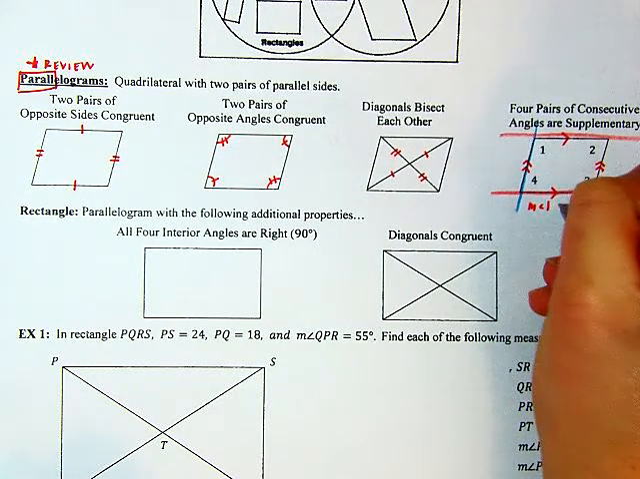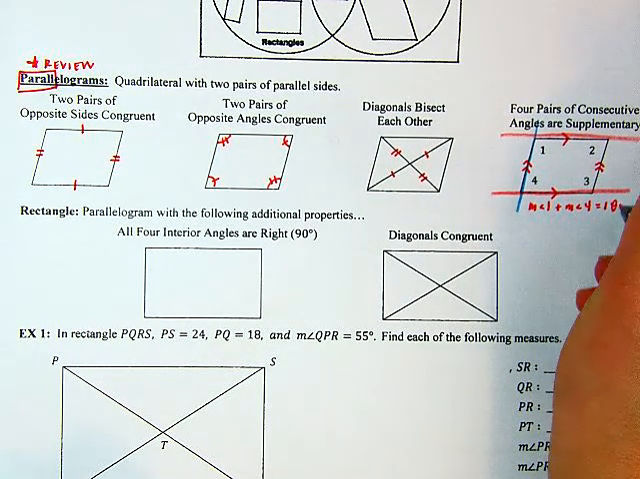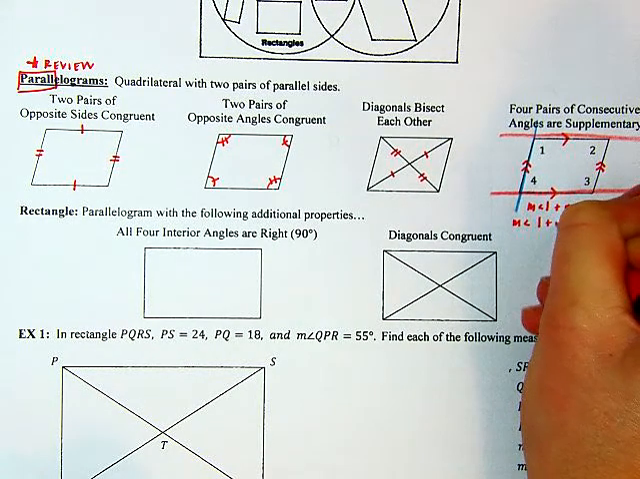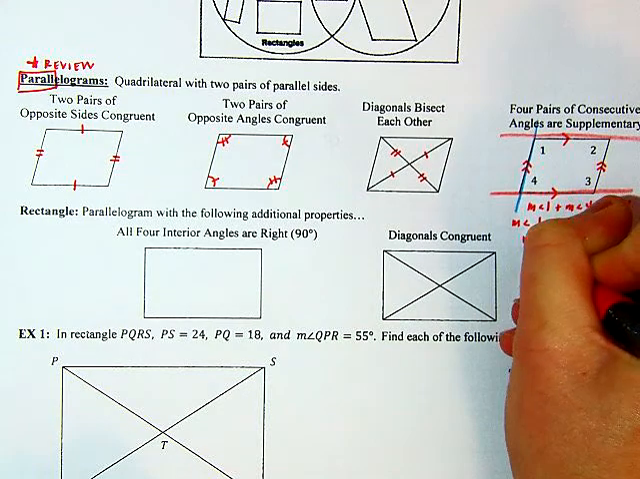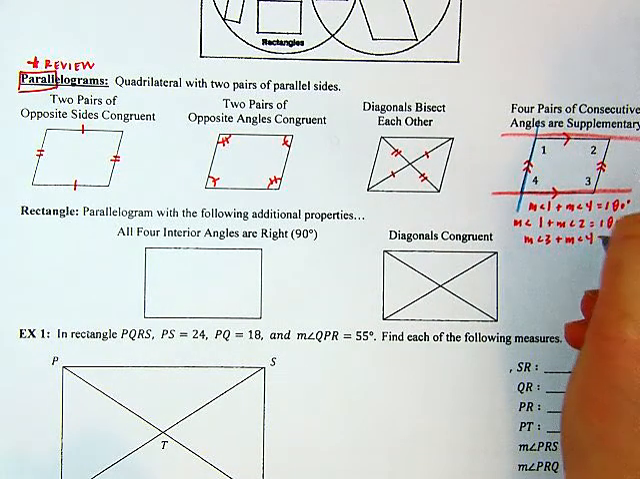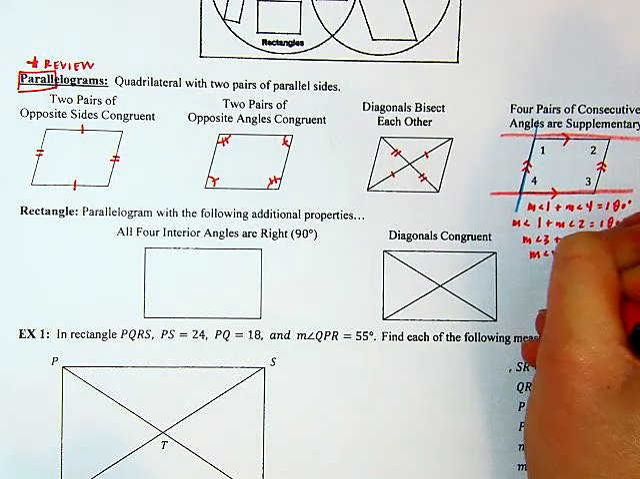So that would be 1 and 4. Those measures would sum to 180. So would 1 and 2. So would 3 and 4. And so would 4 and 1.